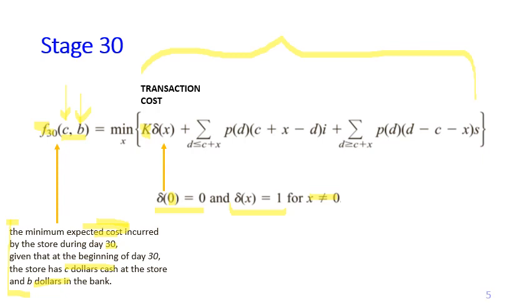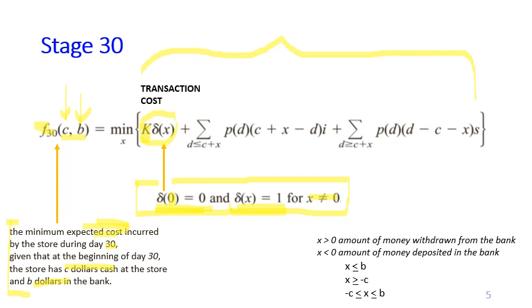And the value of delta(X) is governed by this function. So delta(0) equals 0, delta(X) equals 1 otherwise. This is the first time we're seeing this kind of function. It has the usage to show whether we do the transaction or not. If we do the transaction, then we have the cost of K. If we do not do any transaction, then the whole thing is 0 because K times 0 equals 0.